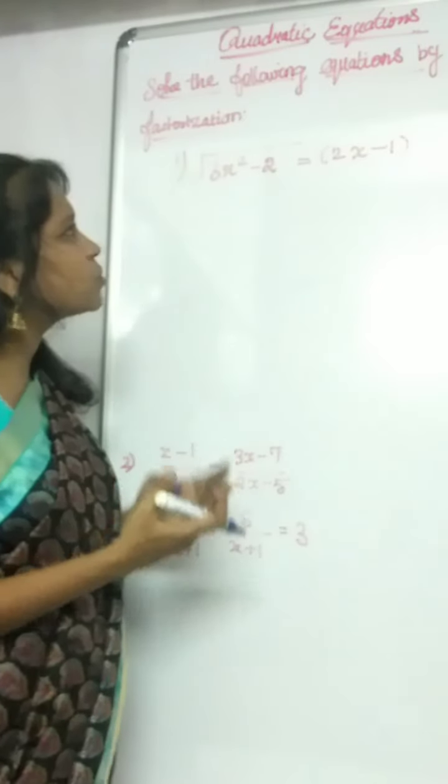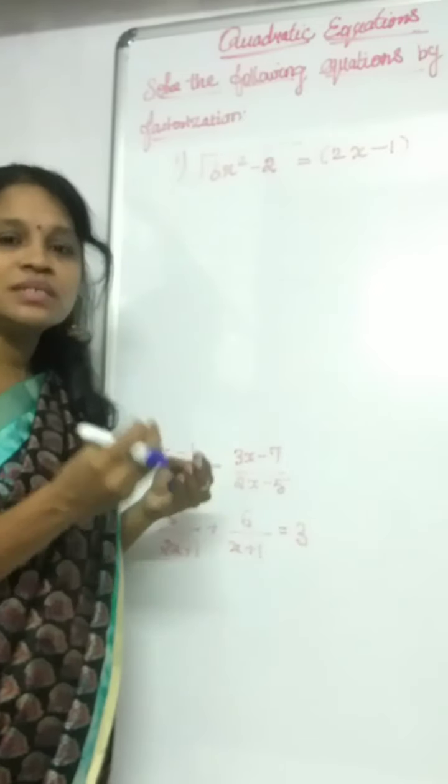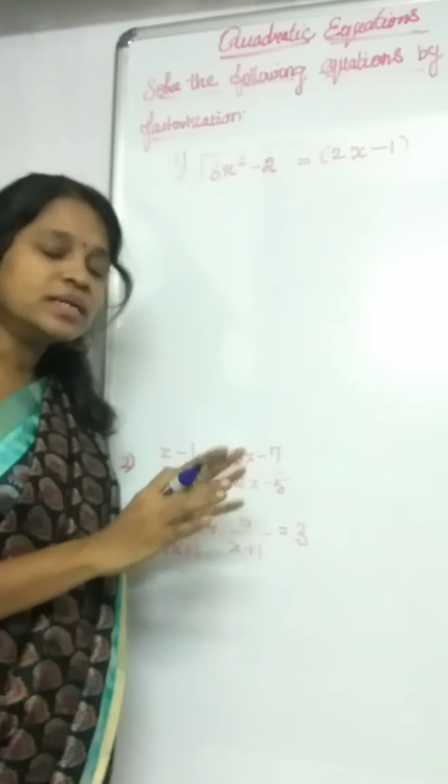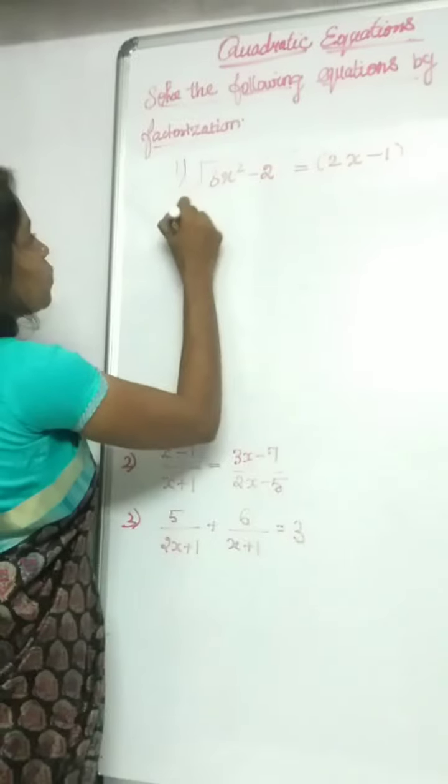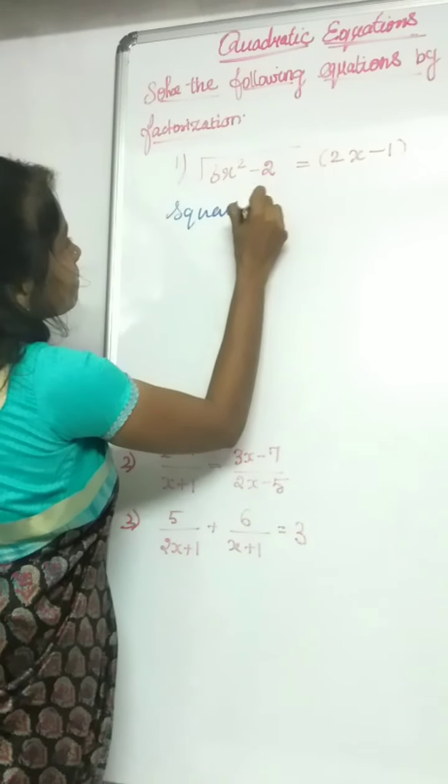So to remove the square root, what is the procedure? Just squaring on both sides. That is a very simple step you have to do for this one here. Just square on both sides.